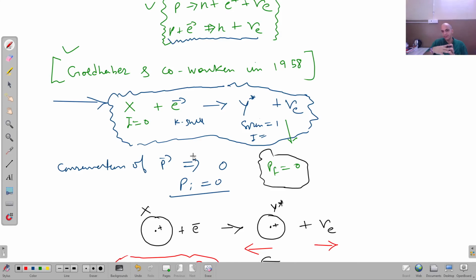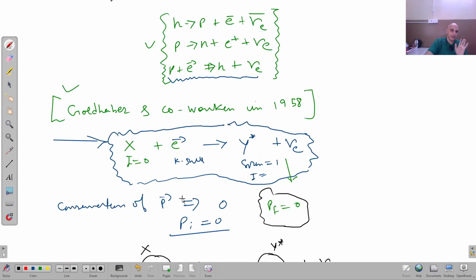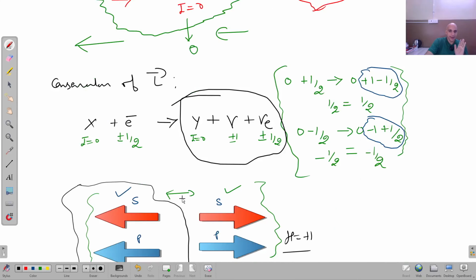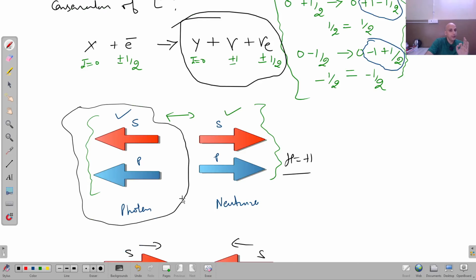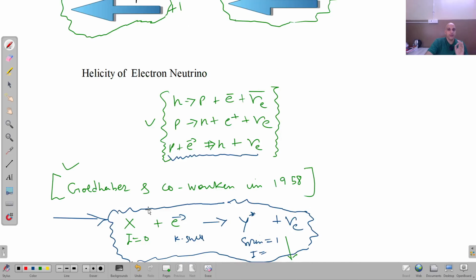This is a theoretical prediction. Now what do we need? We need a suitable nucleus that fulfills all these conditions, right? It must have spin 0 in the ground state. It must undergo an electron capture process, and the electron capture must be from the innermost K shell. Then it goes to the excited state and emits an electron neutrino. Then it comes down to the ground state with the emission of a gamma ray photon. All these conditions should be satisfied, right? If these conditions are satisfied, then we can measure the helicity of a neutrino by simply measuring the helicity of a gamma ray photon. So this is the way we can measure the helicity of an electron neutrino.